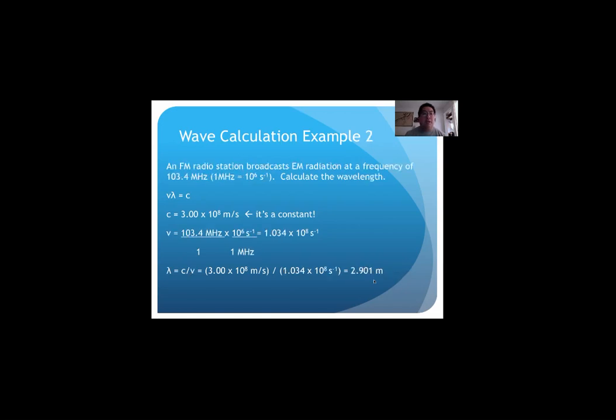Here's another example. Here we have an FM radio station, and we're broadcasting at this frequency. What is the wavelength? Again, we would use our wave equation, and again we would have our constant. And in this case, we'd have to convert megahertz to hertz in order to use this, otherwise we'd be off by 1,000,000. And then once we're done with that, we can go ahead and solve for lambda by dividing the speed of light by nu, and when we do that, we get 2.901 meters.